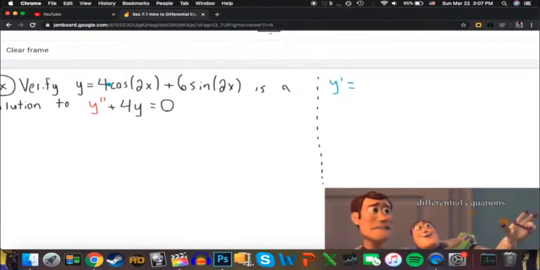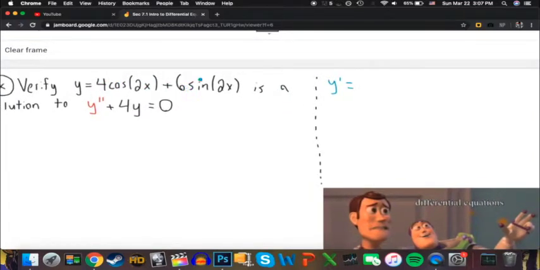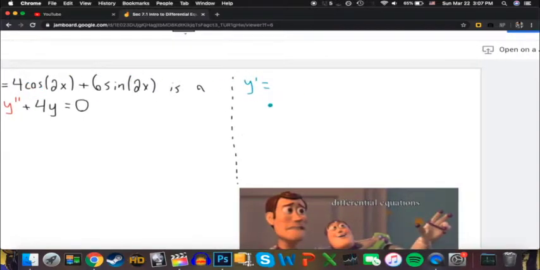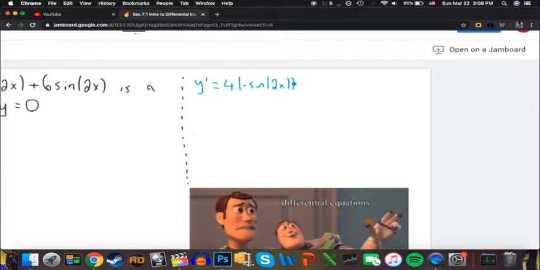Because here we have 4 cosine of 2x plus 6 sine of 2x because we have an outside function and then a function within that particular function. So for this one we do use the chain rule. We still have that 4 in front. Now derivative of cosine is just going to be a negative sine. And because we are using the chain rule, that means we also have to take the derivative of this inside function and multiply it to the outside. So derivative of 2x just becomes 2.